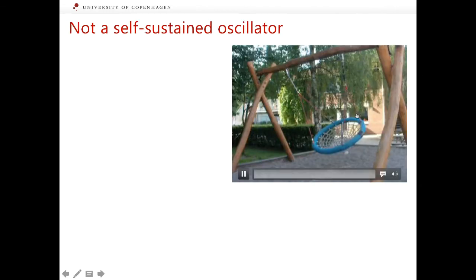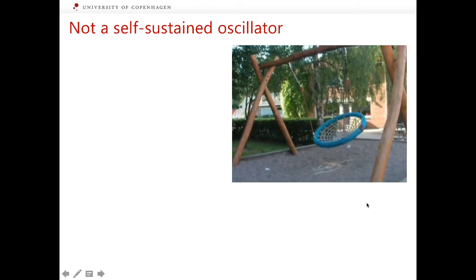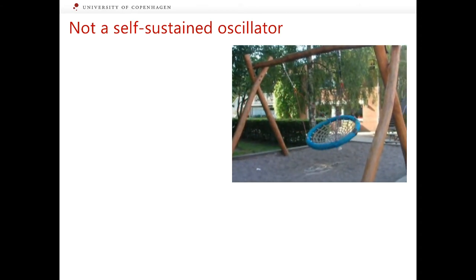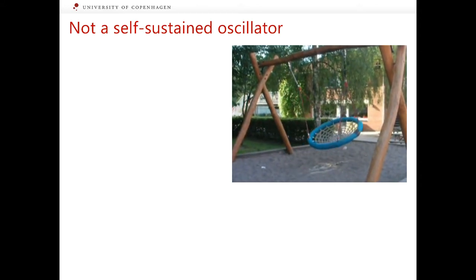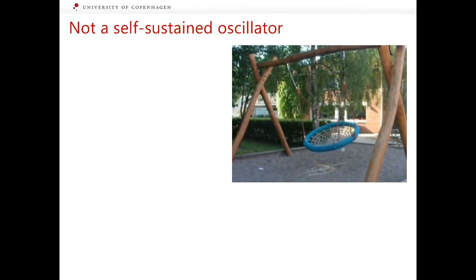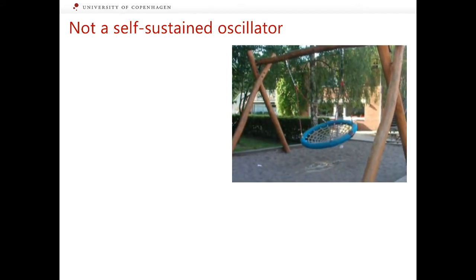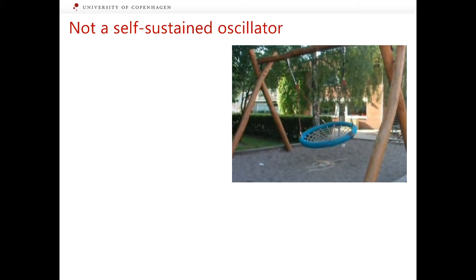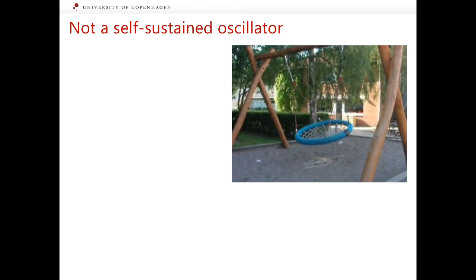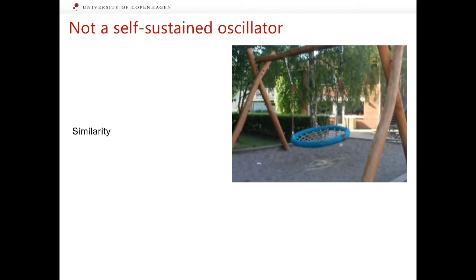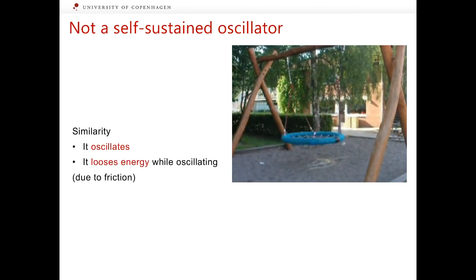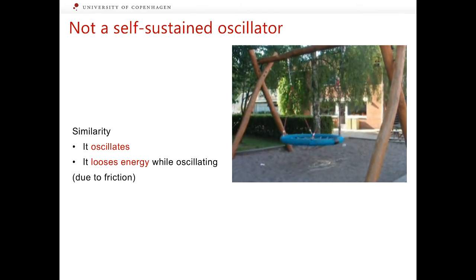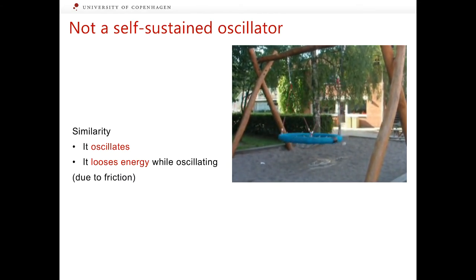It is important to emphasize the difference between self-oscillators and systems which oscillate but not in a self-sustained manner. An example of an oscillatory system which is not a self-oscillator is this swing. At first sight, it is similar to a pendulum clock, since in fact it is a pendulum which oscillates. Its features common with the clock are: it oscillates, it loses energy while oscillating due to mechanical friction. However, it is lacking many features that are present in the clock and should be present in any self-oscillator.